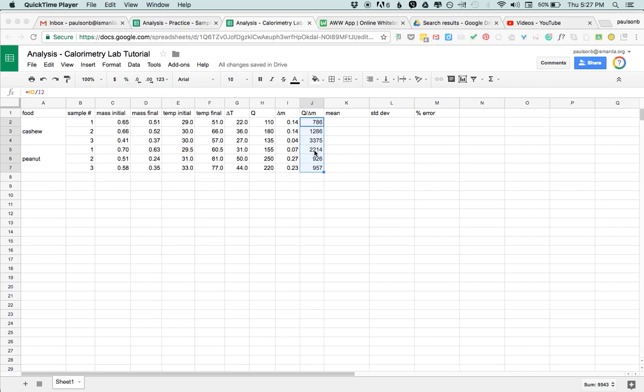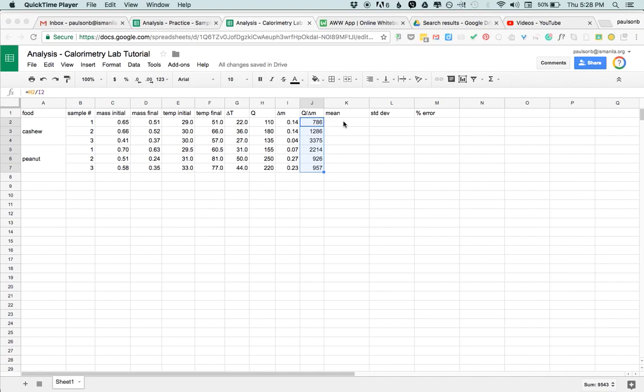Completed all of the calorie per gram calculations for every one of your trials. Now what we want to do is get into some group statistics, some population statistics. So we want to be able to compare your two food groups. How do cashews compare to peanuts or Cheetos to Skyflakes or whatever?